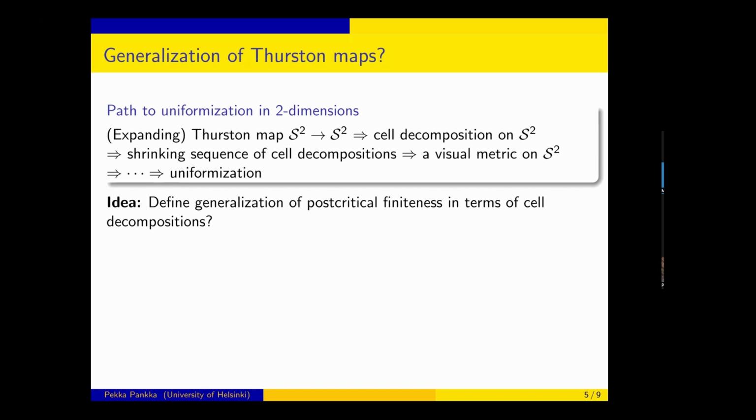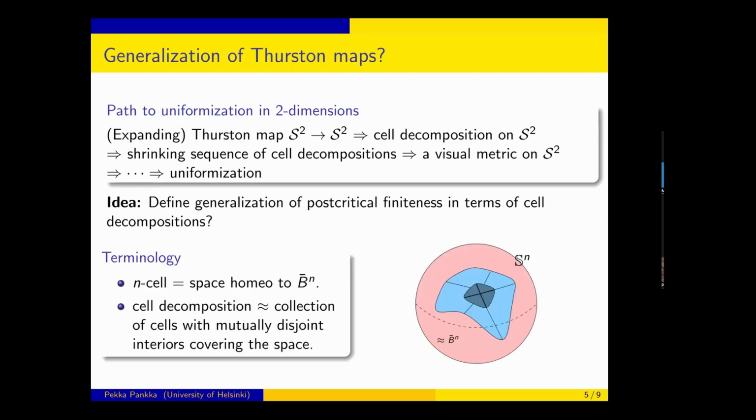But why I wanted to highlight it in this way is because when you do it in this way, you notice that the cell decompositions will lead you to a visual metric. So this is one way to go from a totally topological situation, which is the Thurston maps, to a metric situation where you have a visual metric. So then the question is, how about if we try to mimic this philosophy also in higher dimensions?